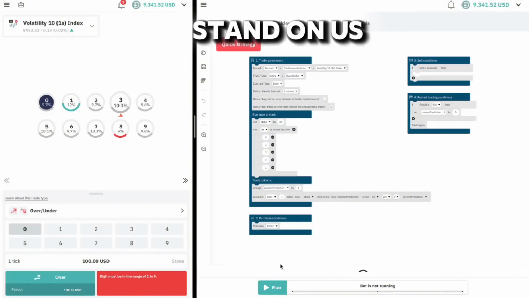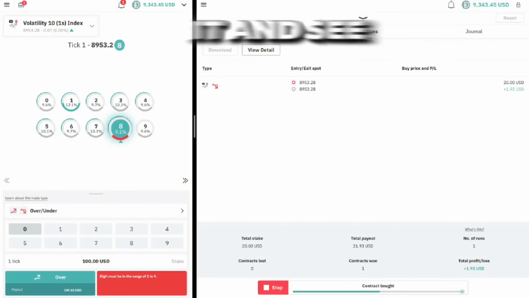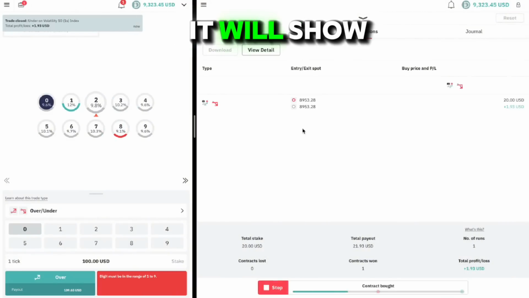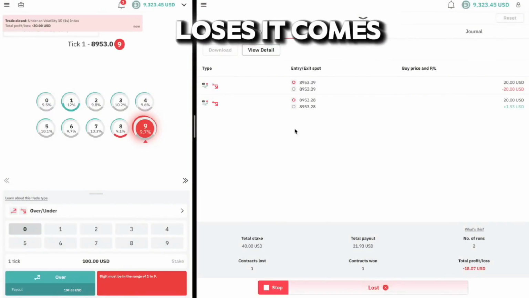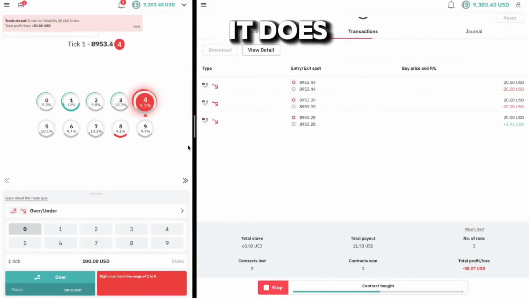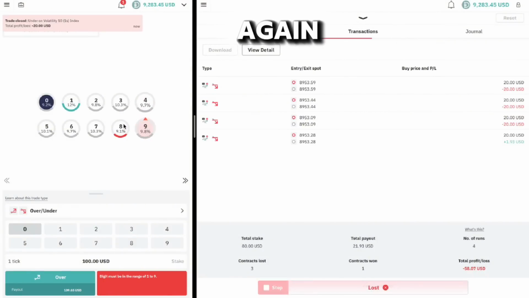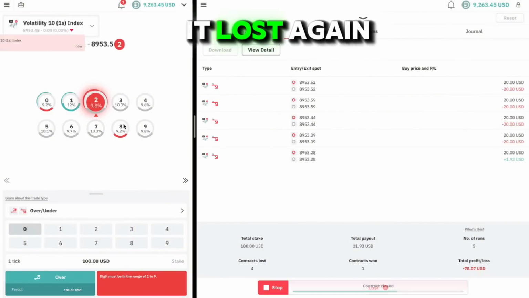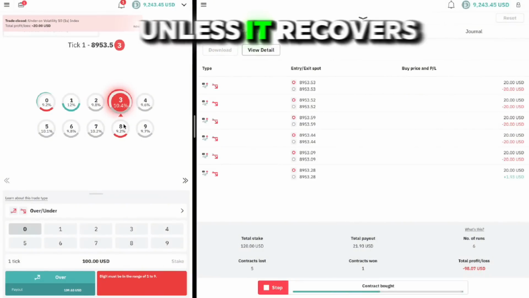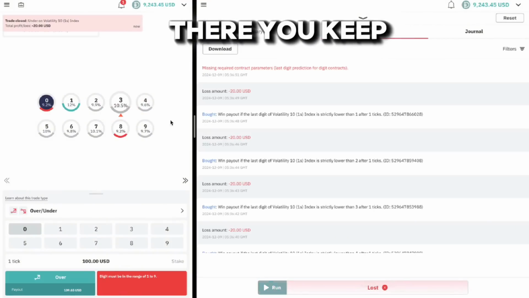So this is 10 minutes. Let's just run it and see what happens. You can see it will show you the market start. If it loses, it comes to this other end. Let's see what it does. You see it lost, so you go to under 3. It lost again. It lost again, and then you go to under 1. Unless it recovers there, you'll keep losing and losing.